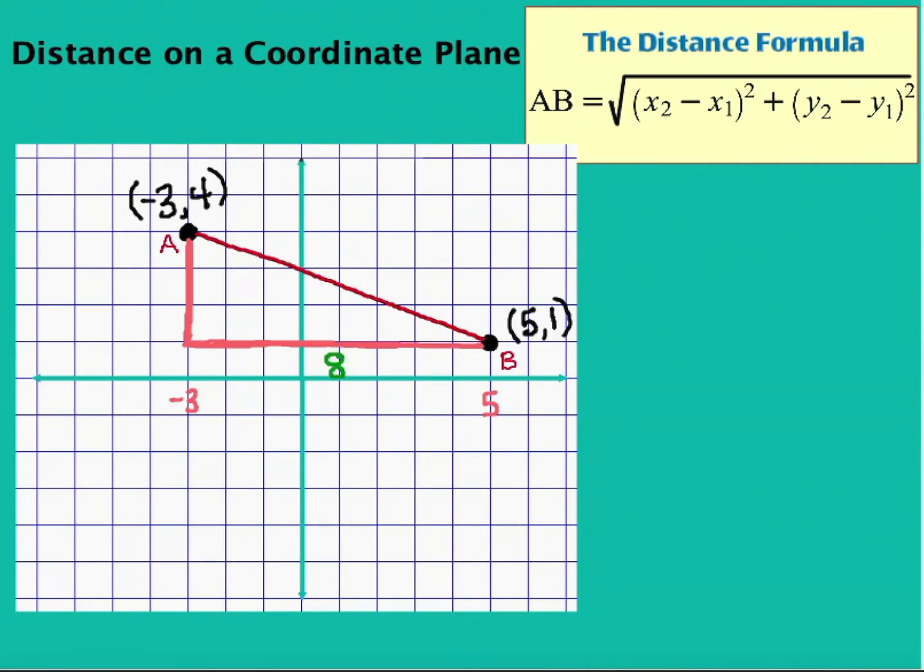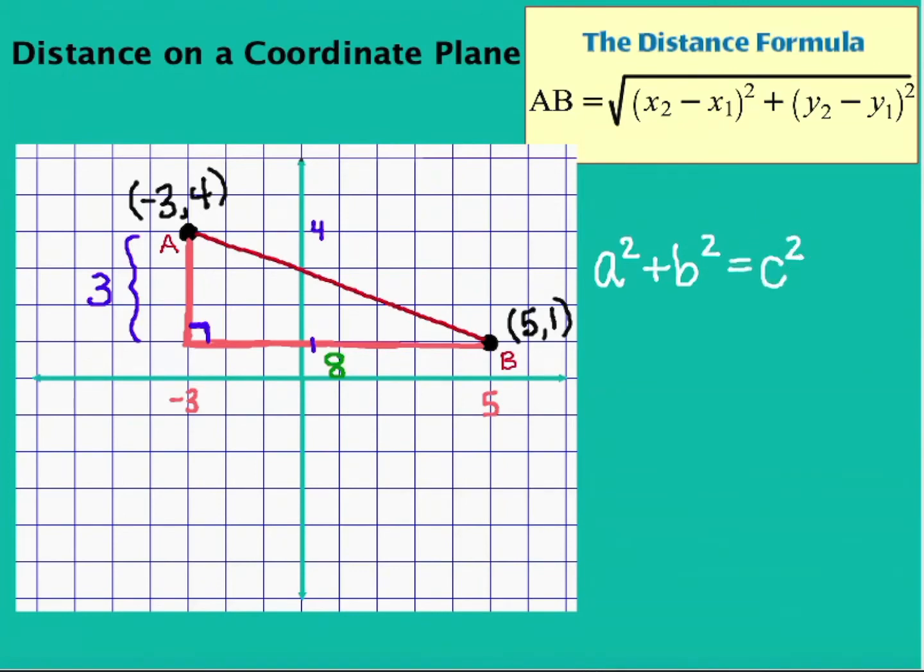Let's look at the y coordinates now to figure out how far it is up and down, rise and run. This is at 4, and this is at 1. How far is it from 4 down to 1? That's 3, right? Do you guys remember the Pythagorean Theorem? Because that's really what we have going on here. Do you see this right triangle that we just made? Do you remember how that goes? It goes a squared plus b squared equals c squared.